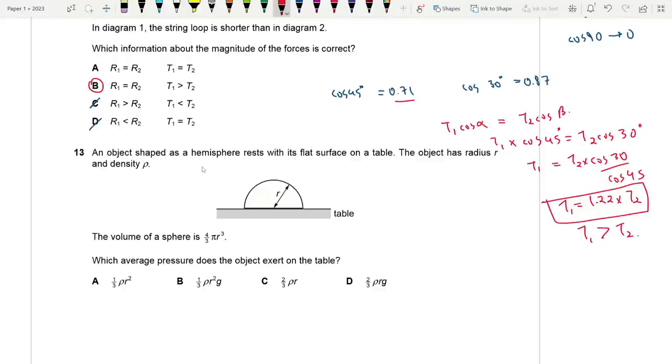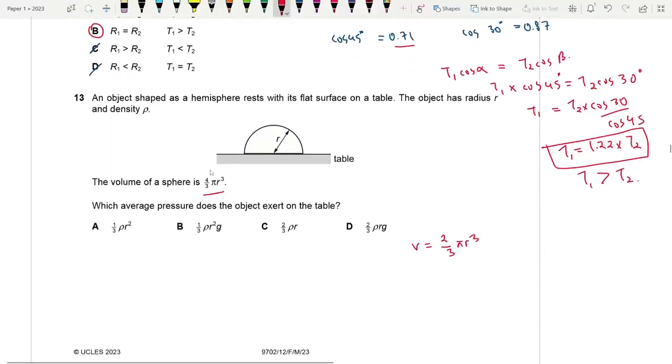It is basically 2 by 3 pi r cubed, half of this. Now we know that pressure is equal to force by area. So for the hemisphere, if we cut it, what's it exerting? Which surface is on the table? This circle basically, right? So the area of a circle is pi r squared.